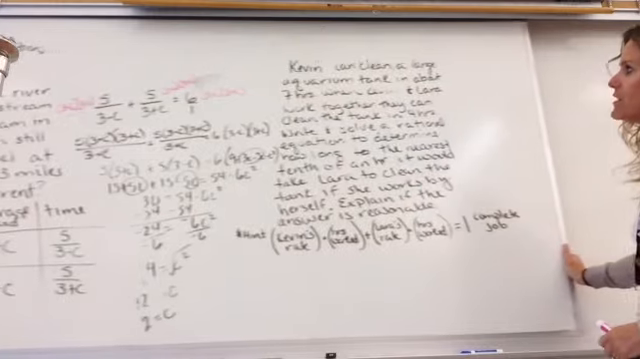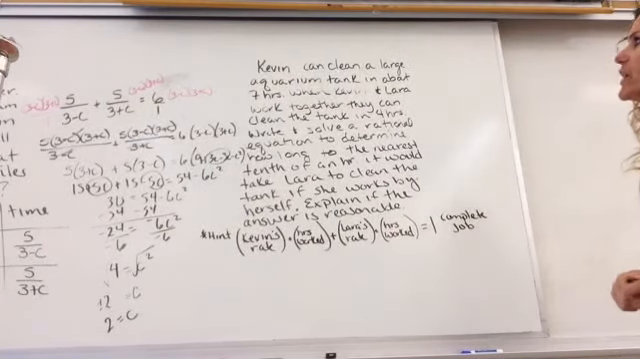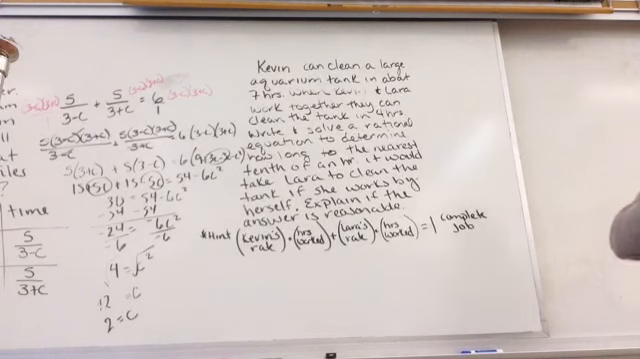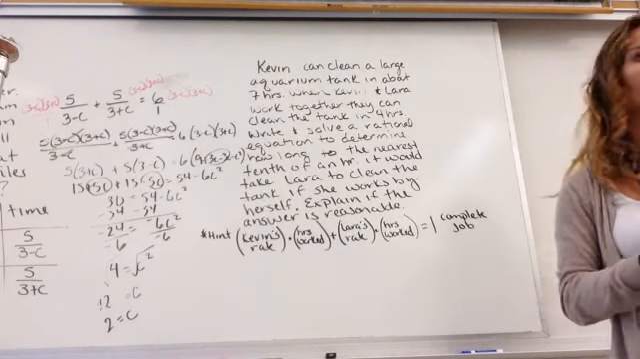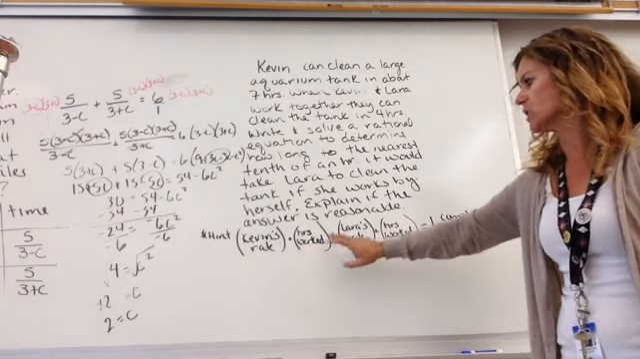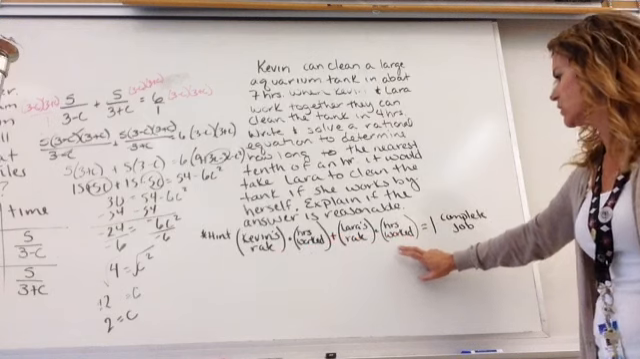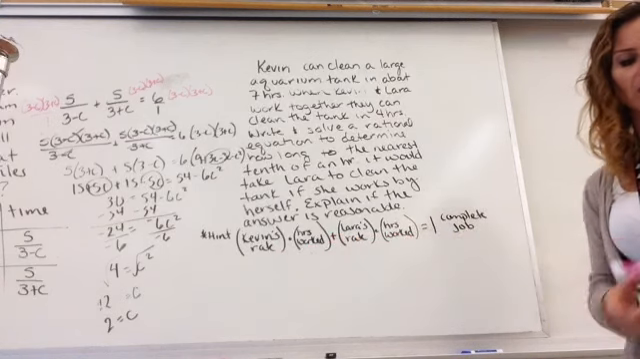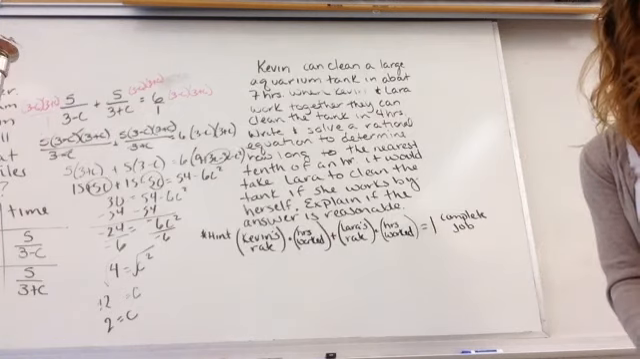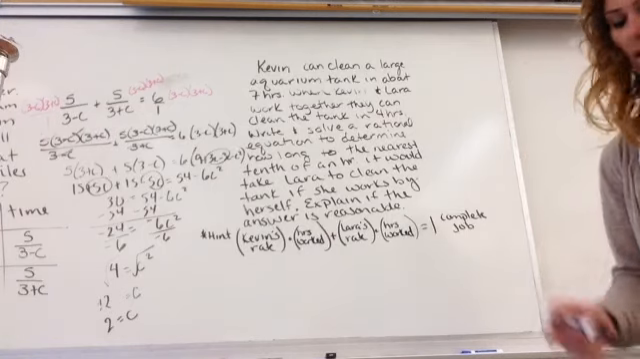Now, we have this other problem. Kevin can clean a large aquarium tank in about 7 hours. When Kevin and Laura work together, they can clean the tank in 4 hours. We're going to write and solve a rational equation. How long would it take if Laura did it by herself? So we need to take Kevin's rate times his hours worked plus Laura's rate times her hours worked. That's one job completed.